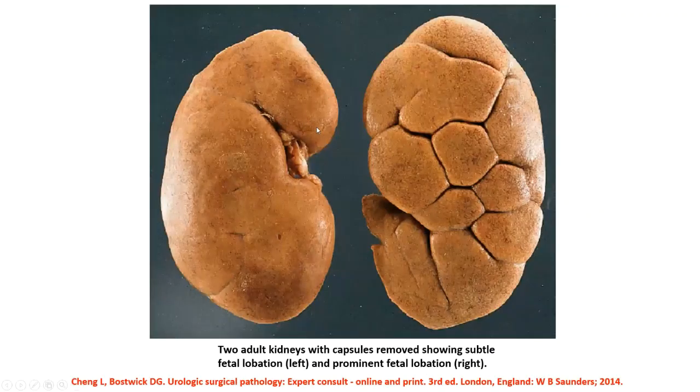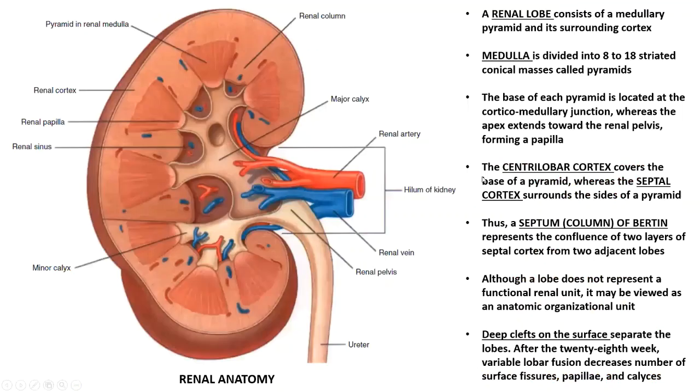If you see this, there are two adult kidneys which have had their capsule removed. Towards the left is how the adult kidney usually looks, that is, you don't have these fetal lobulations persisting. On the other hand, towards the right, you have this adult kidney where you have these distinct fetal lobulations. This would be seen in the newborn, but in the adult it will be unusual, though it may still be seen in a few adult kidneys.